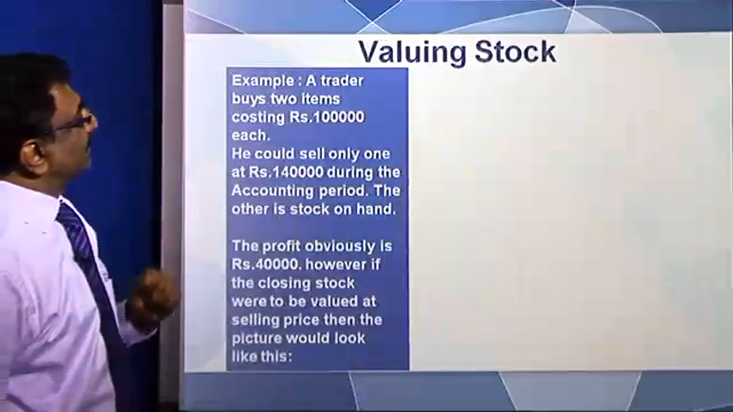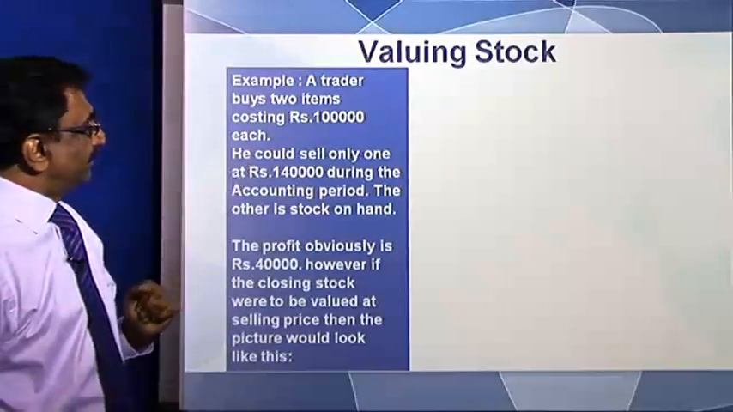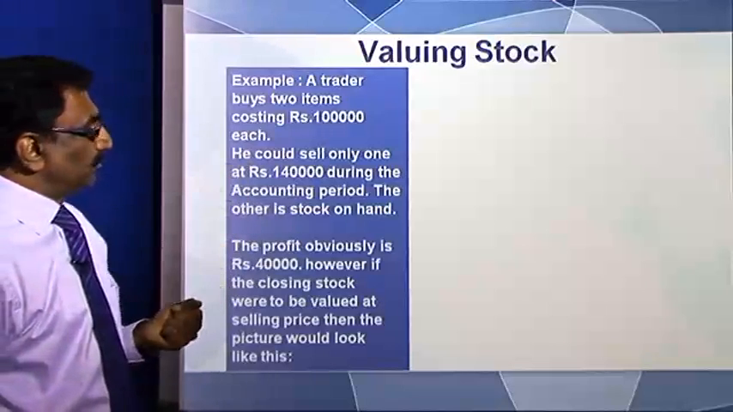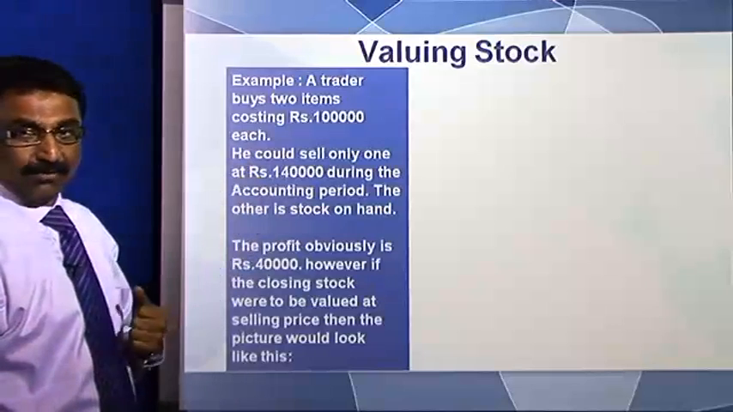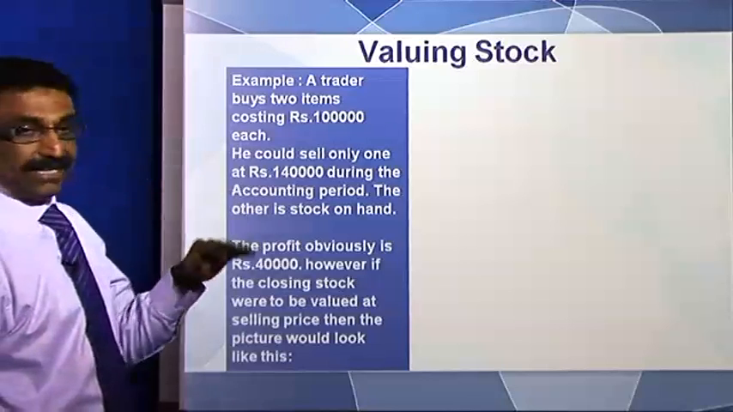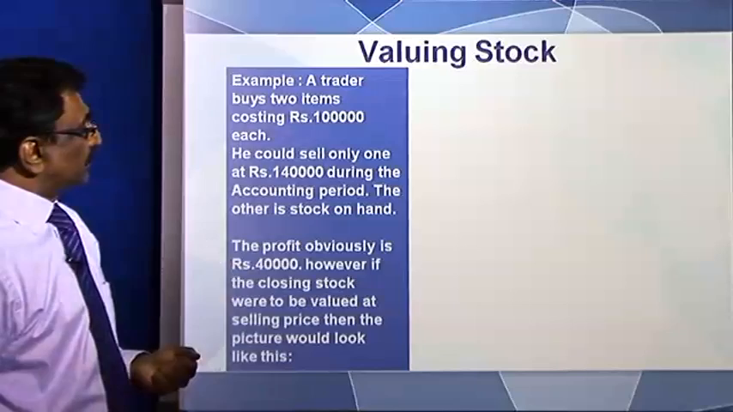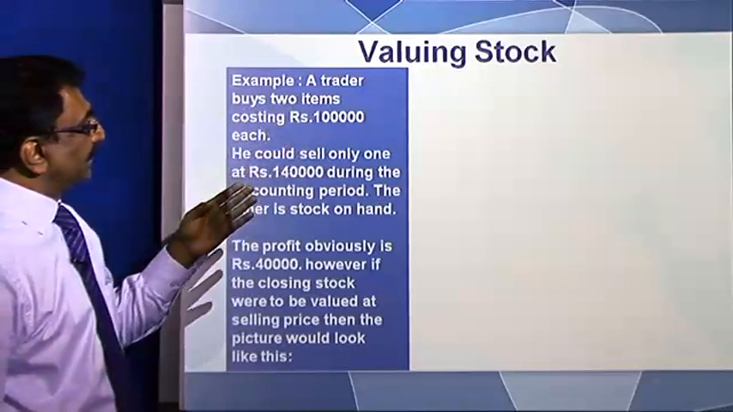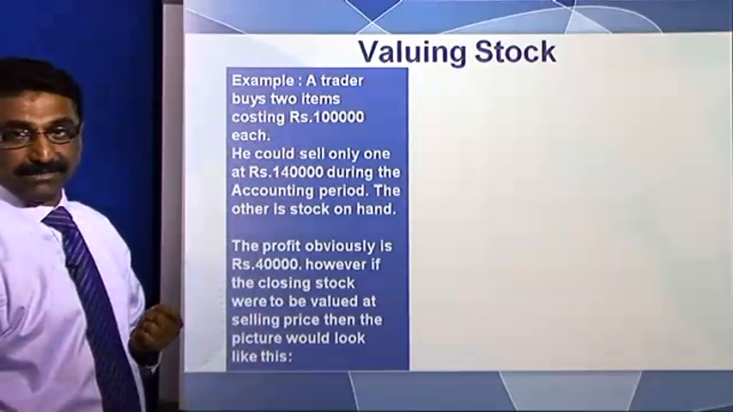Let's take that a trader buys two items, he has just two items at a lakh of rupees each, something which is slightly bigger, and therefore he looks to sell only two per year. For example, he could only sell one of those items, but he sold it at a lakh and 40,000 rupees. Now the other item of course is stock in hand with him. So what is the profit now? It's a fairly straightforward thing. He bought something at 1 lakh, sold at 1 lakh 40, so his profit should be 40,000 rupees.